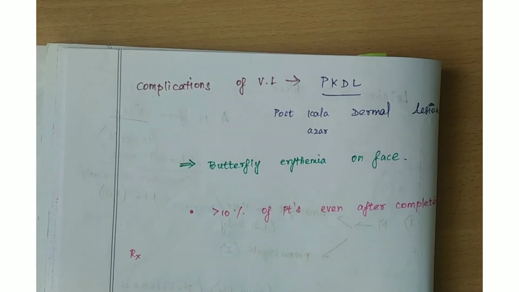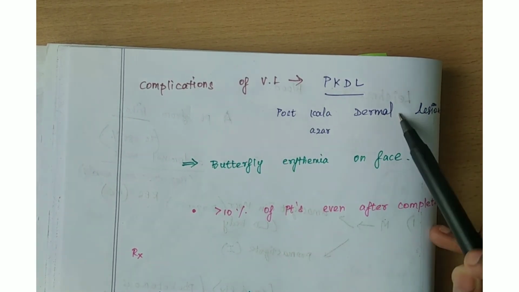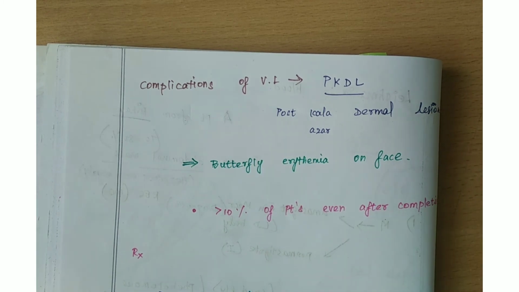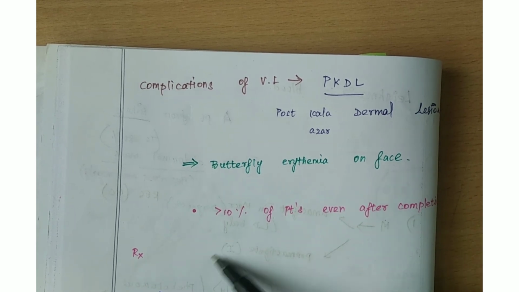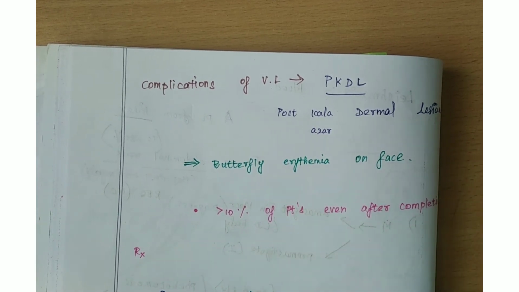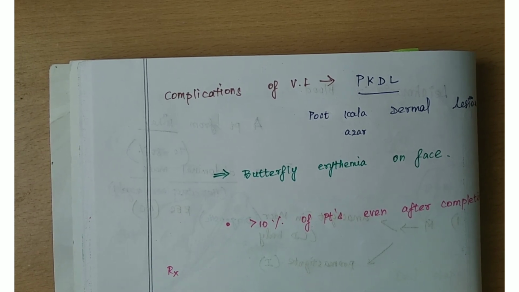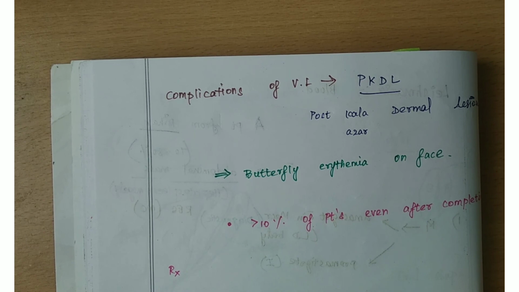One more point is that there will be complications of visceral leishmaniasis, that is post-Kala Azar dermal lesions, which are butterfly-shaped lesions on the face. This can occur in more than 10% of the patients even after completing treatment. The treatment is, as I told you, amphotericin B. The other drugs are paromomycin, miltefosine, stibogluconate, pentamidine, and azoles. These are the drugs which are given for leishmaniasis. This is all about leishmaniasis. Next, we'll see about trypanosoma and the other things.